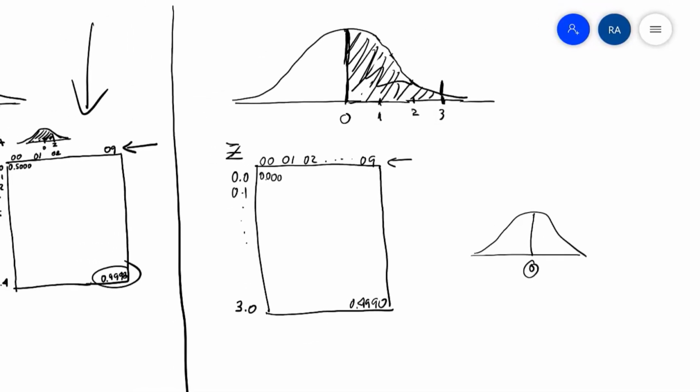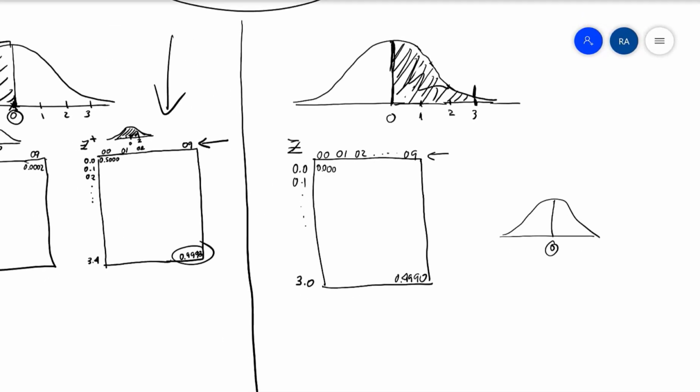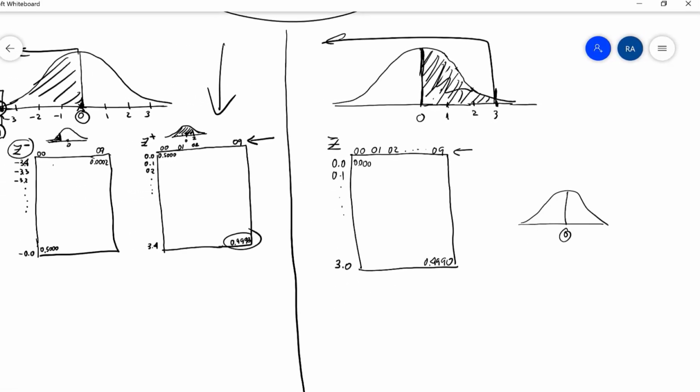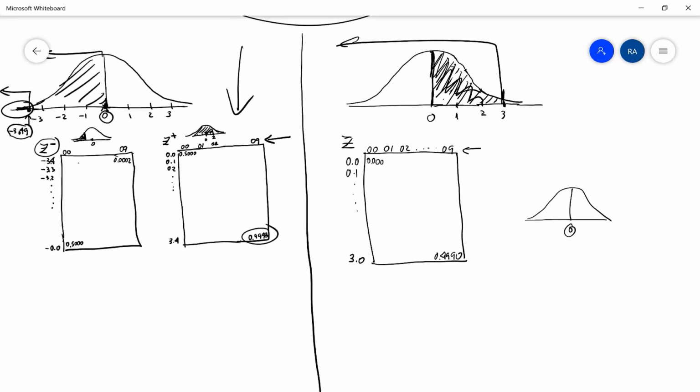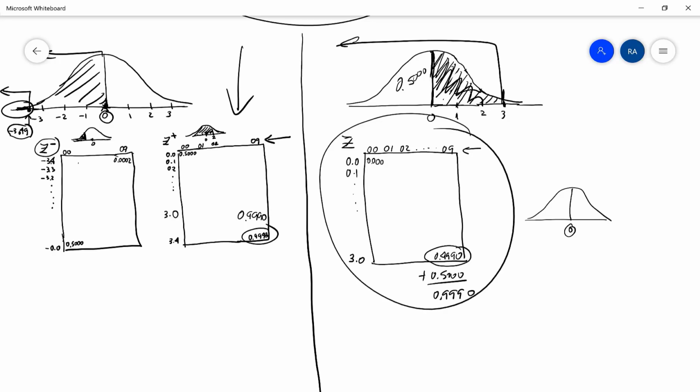This table gives me the area to the left of 3.0, so it should be this area to the left. Then this area is equal to 0.4990 plus this other one that is 0.50. Then in this table, at 3.09, we have this one plus 0.50. Then it should be 0.9990, which is obtained from this value plus 0.50. That is the relationship between this table and this other table.